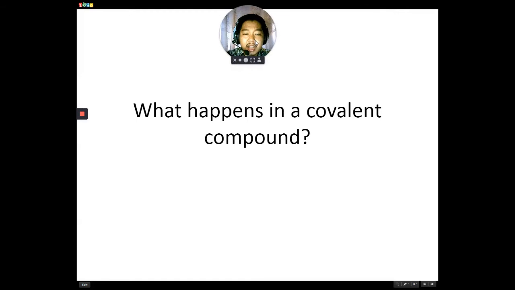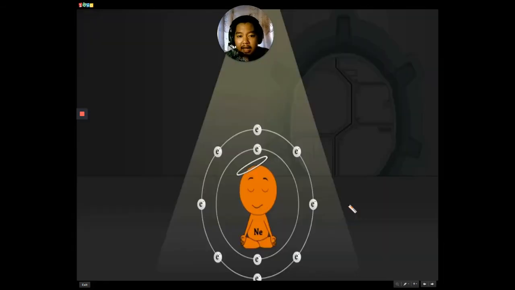So what happens in a covalent bonding? Now, if you can still recall our ionic bonding, you will remember the importance of the octet rule, where the metals would lose 1, 2, or 3 electrons to achieve 8 outer electrons or 8 valence electrons to attain the configuration, the noble gas stability.